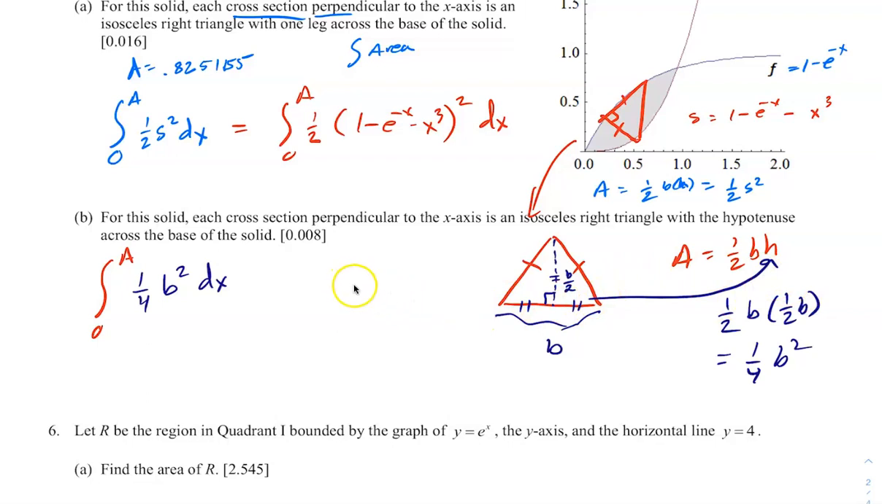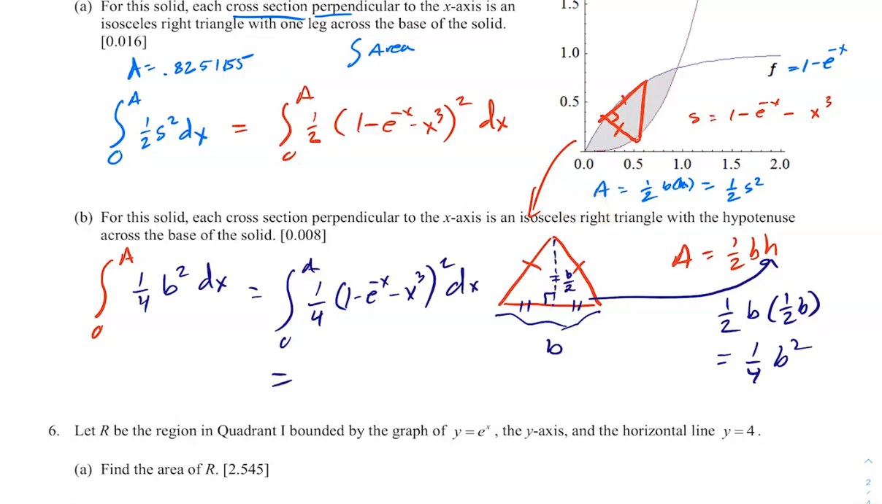It's just some geometry. What's my b? Well, the same thing it was before. It's just your s here. That's your b, so that doesn't change. That's still this. So it's going to be the integral from 0 to a of 1/4 times (1 minus e to the negative x minus x cubed) squared, like before, dx.